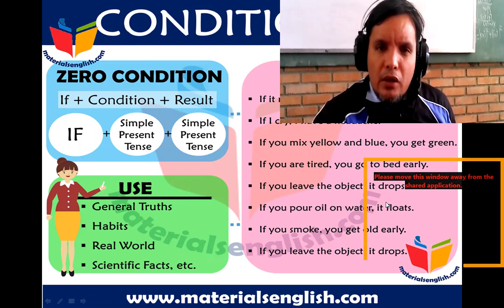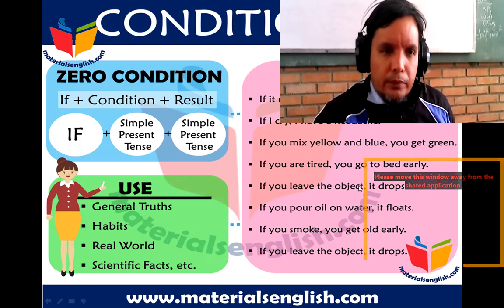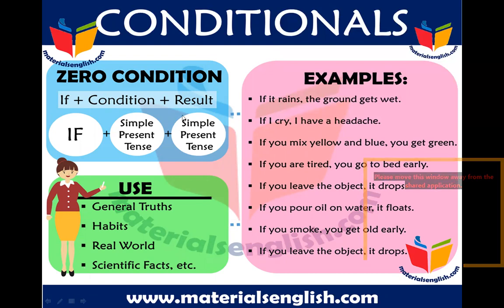Hello, today you're having a class about how to form the zero conditional. As you have it here, the zero conditional is formed using if as every conditional, plus the condition, plus the result. When forming the zero conditional, that if is followed by simple present tense, and the second clause is also formed by simple present tense. If plus simple present plus simple present.